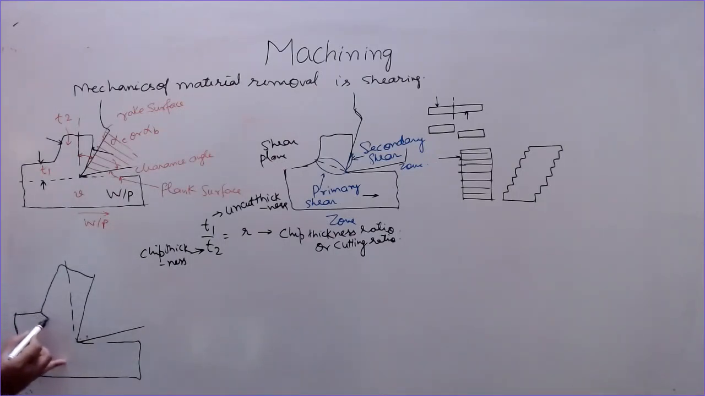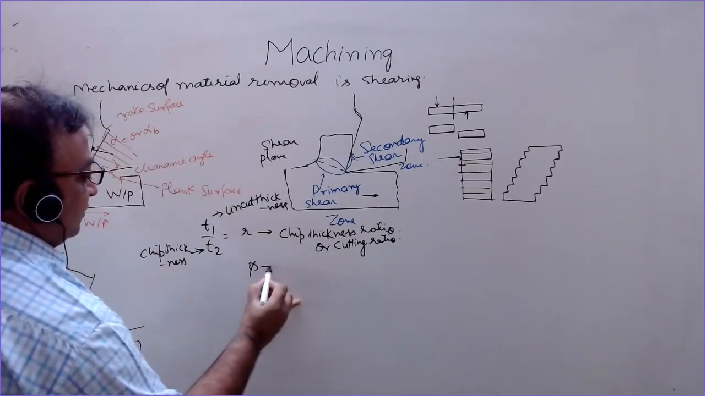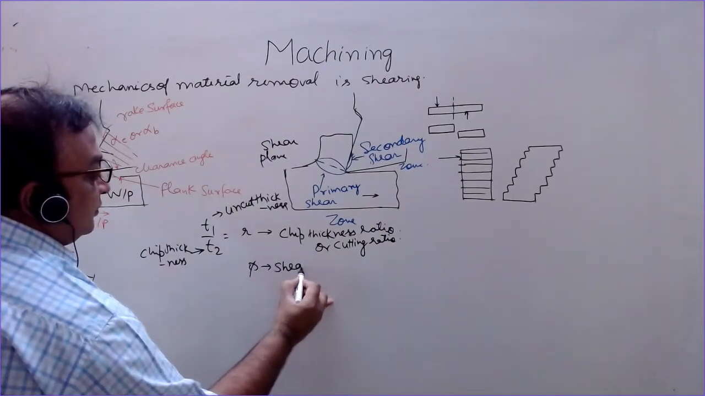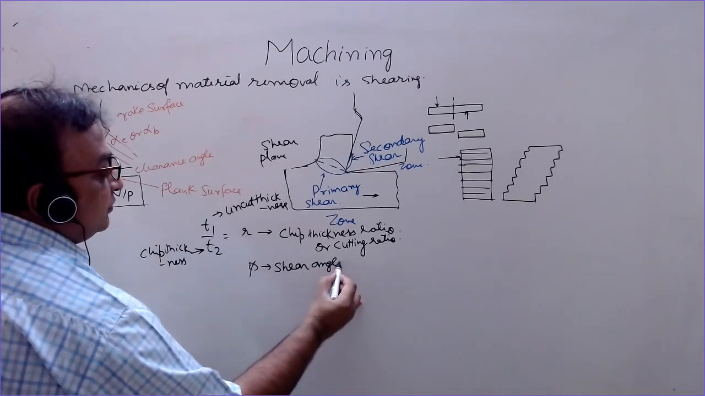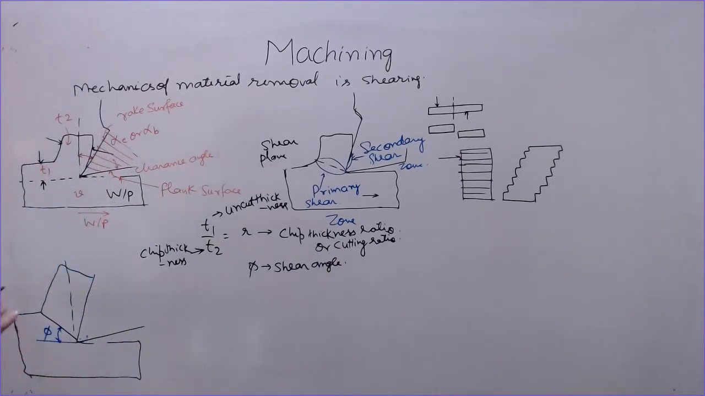This is the shear plane, and the angle made by the shear plane with this horizontal line is called the shear angle, phi. Do not get confused with phi E or phi S. Phi is just the shear angle, the angle of the shear plane.